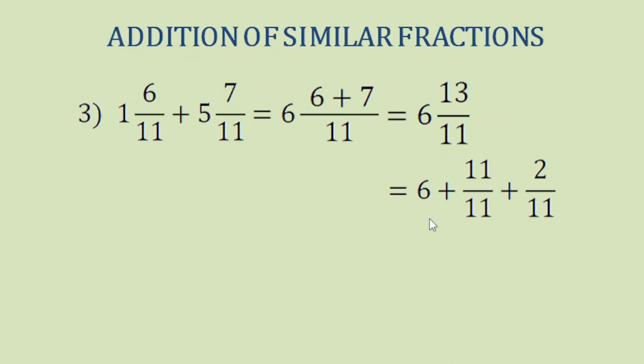If that would be the case, we can break this into two parts that will look like this: 6 plus 11 over 11 plus 2 over 11. If you add these two fractions, you will get 13 over 11. And now this part, 6 plus 11 over 11, becomes 7, because 11 over 11 is 1. So 6 plus 1 is 7. And then copy down the fraction part. So our answer is 7 and 2 over 11.